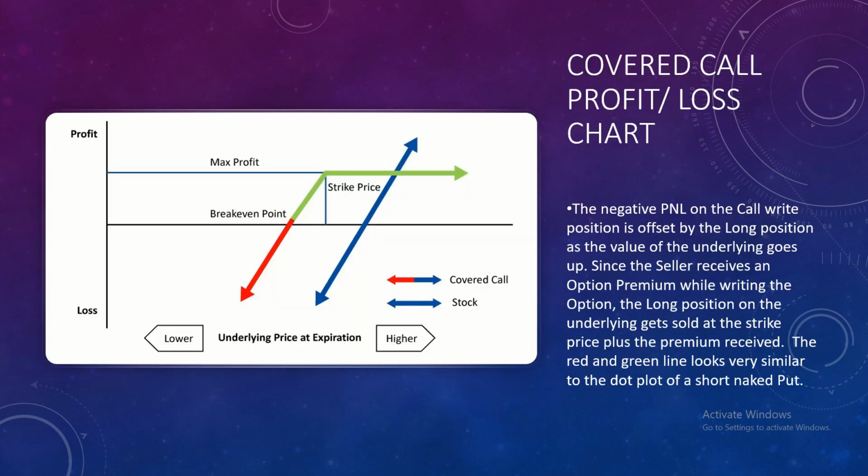The adjacent chart shows us the profit and loss from a covered call. The negative P&L on the short call position is offset by the long position as the value of the underlying goes up. Since the seller receives an option premium while writing the option, the long position on the underlying gets sold at the strike price plus the premium received. The red and green line looks very similar to the payoff plot of a short naked put.